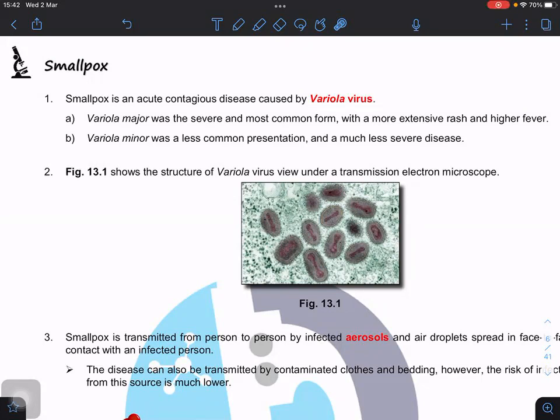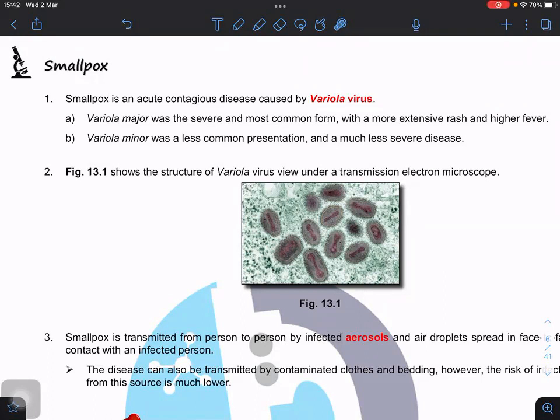Okay, so these two criteria you have to know for all diseases. You have to know the name of the pathogen, the kind of organism, the mode of transmission, and the site of infection for all diseases we are going to learn. The third one will be special for the particular disease. For smallpox, we are going to focus on the success story of the vaccine. Okay, the success story of the vaccination.